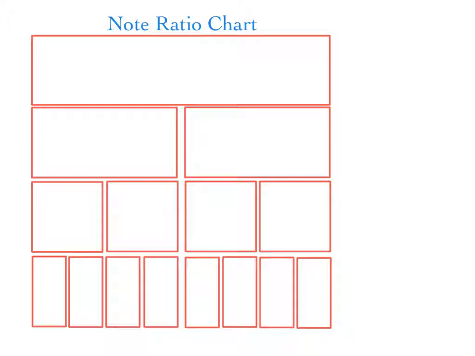Ratios apply to notes in music as well. Now our job is to figure out how the many different types of notes relate to one another. On this chart, I will show you how the values of notes relate to one another. The largest note in music is called a whole note. A whole note looks like an empty oval.